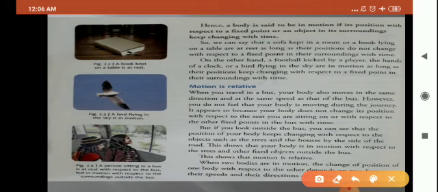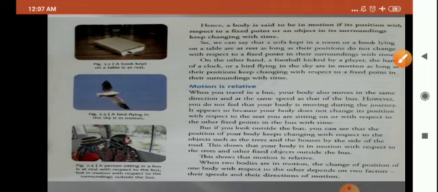Suppose, when you travel in a bus, I'm reading from your book only. When you travel in a bus, your body also moves in the same direction and at the same speed as that of the bus. Yes or no, children? Suppose you are sitting inside a bus. So are you going to move with the same speed as that bus is moving? Yes or no? Same thing is given, that when you travel in a bus, your body also moves in the same direction and at the same speed as that of the bus, because you are inside that bus. So whatever will be the speed of the bus, your speed will be same or not?